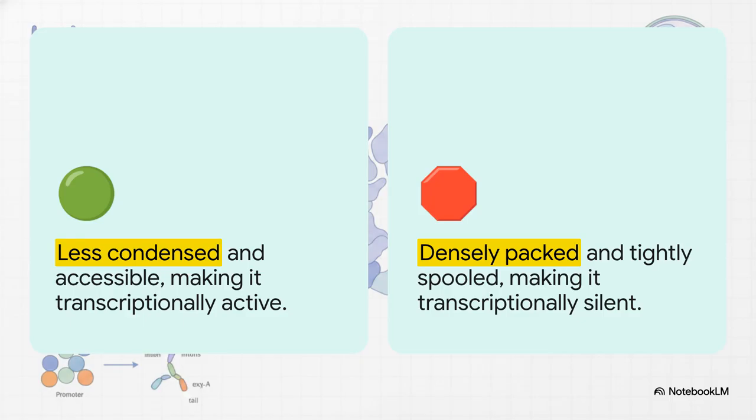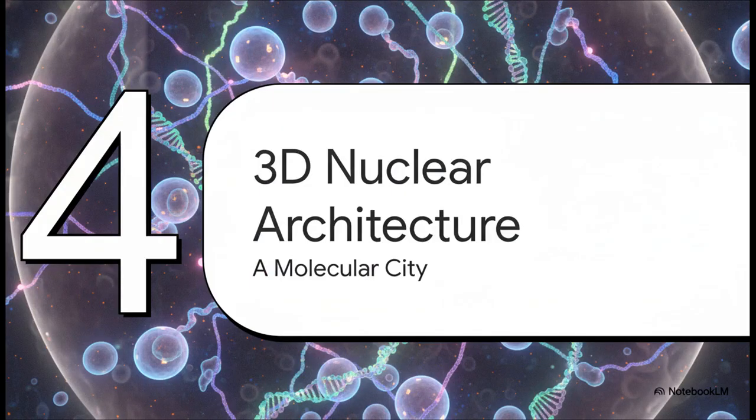We categorize chromatin into two distinct types based on how tightly it's packed. You have euchromatin, which is loosely packed, meaning it's physically accessible to the cell's machinery, so it is transcriptionally active. Then you have heterochromatin, which is densely packed and tightly spooled away. Because the molecular machinery physically cannot reach the DNA sequence, heterochromatin is transcriptionally silent. Basically, structure dictates function. Which brings us to Section 4, 3D nuclear architecture, a molecular city.